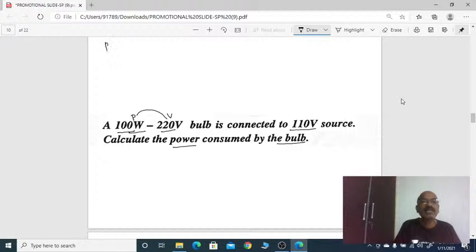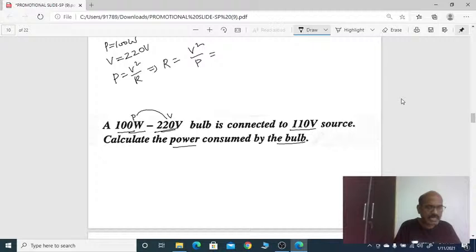Here, the power of the bulb is given as 100 watt. What is the operating voltage? It is mentioned that the bulb operates under 220 volt. Using this, find the resistance. We know power equals V square by R, so resistance equals V square by P. Find the resistance first: 220 whole square by P.